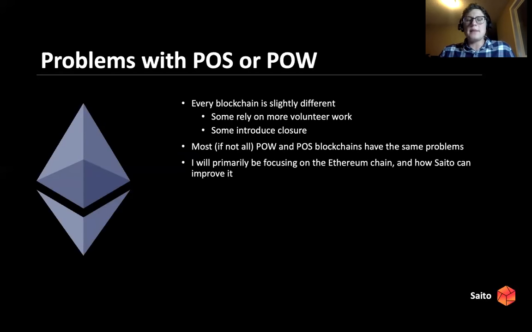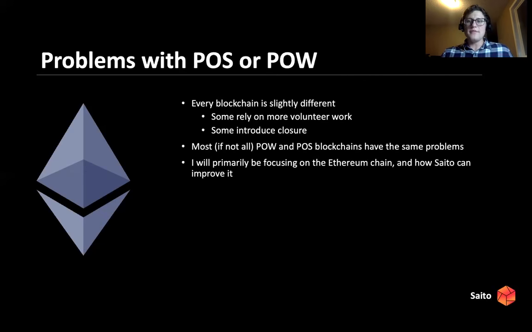So I'm going to be talking about a few other problems that proof of stake and proof of work blockchains have. But I just want to highlight the fact that all of these blockchains differ from each other slightly. Some rely on volunteer work more than others, and some, rather than relying on volunteer work in order to scale themselves up, actually introduce some form of closure into the blockchain too. So Bitcoin is a blockchain that is more reliant on volunteer work, and Ethereum is the blockchain that is more likely to introduce some form of closure.